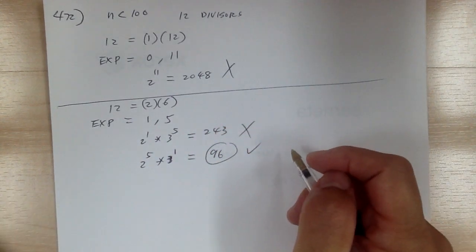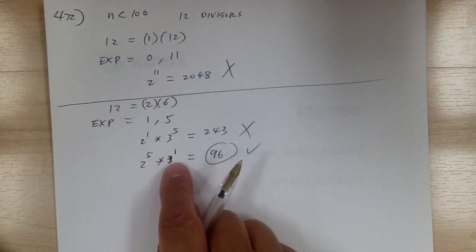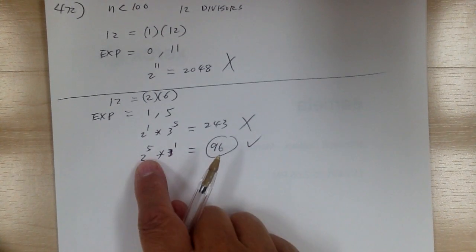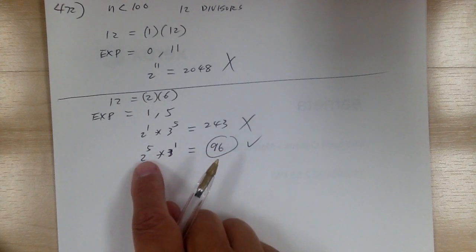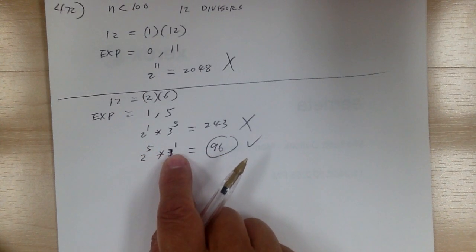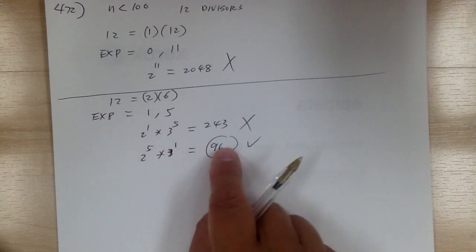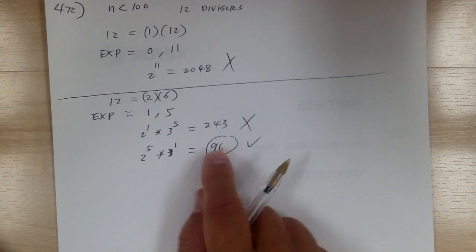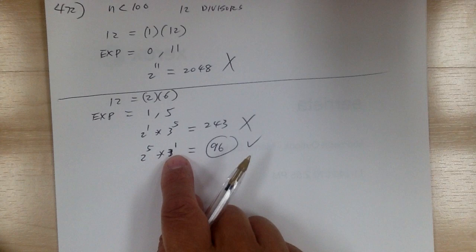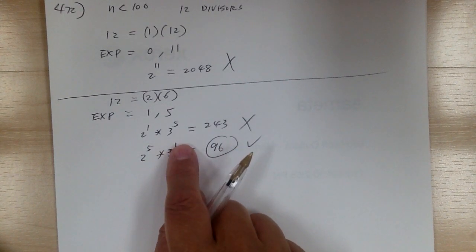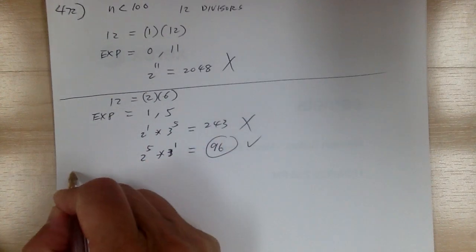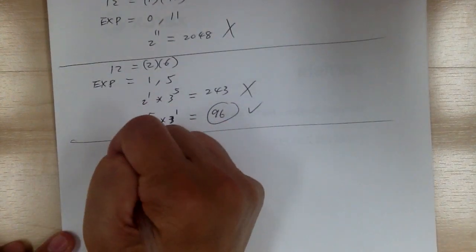Now you also can try 2 and 5 instead of 2 and 3. But with 2 and 3, you already reach your limit. So if you try 2 to the 5 times 5 to the 1, it's going to exceed that already. If this is 5 to the 1 or 7 to the 1, it's going to be no good. So let's try the next combination.